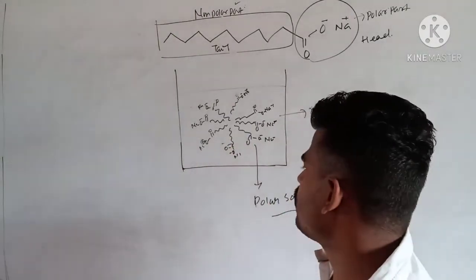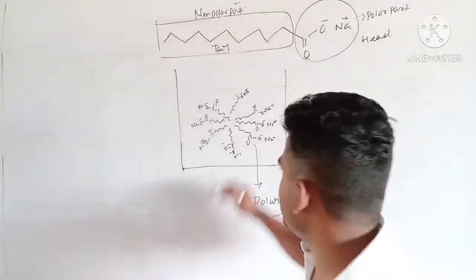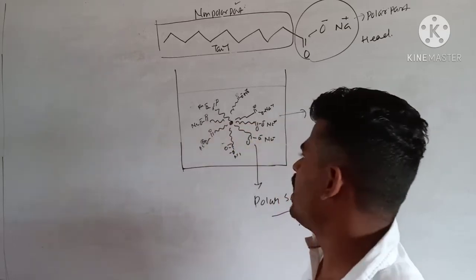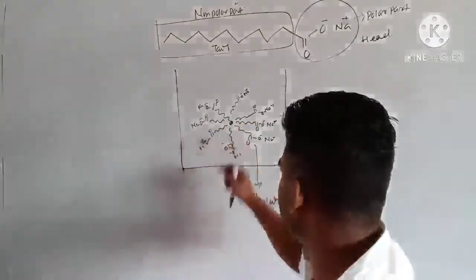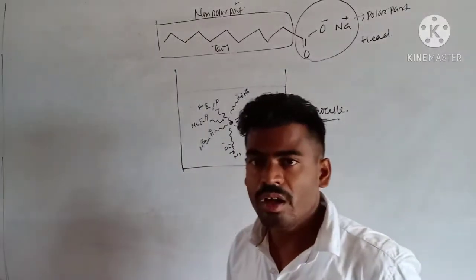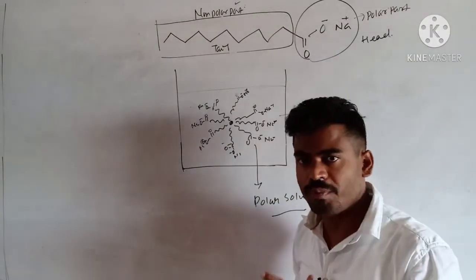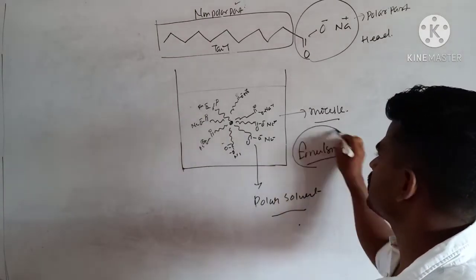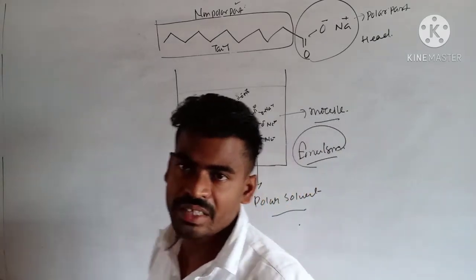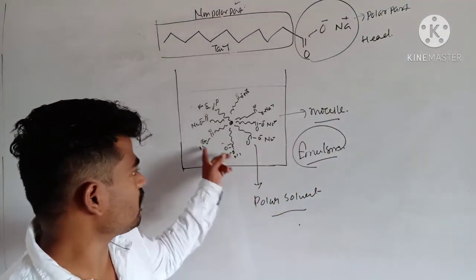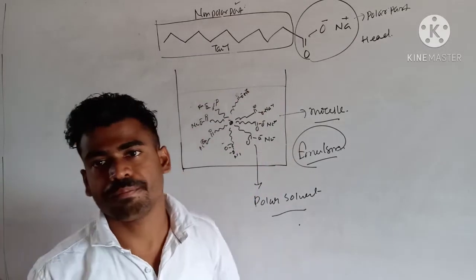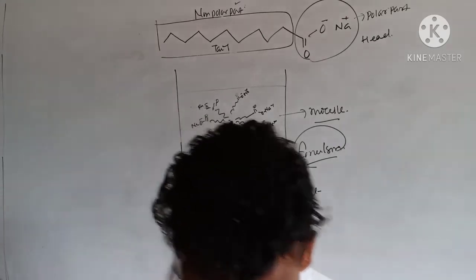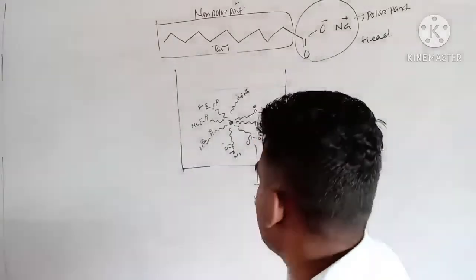So due to such aggregation, what happens? The grease particle that is present in your cloth can be trapped through these tail portions at the center, and it can be separated away from the cloth. That is known as the cleansing action of soap, or this one is known as emulsion. This aggregation is known as micelle formation. Such an aggregation of surfactant molecules is called a micelle. That clear? So this is the example of your associated colloid.